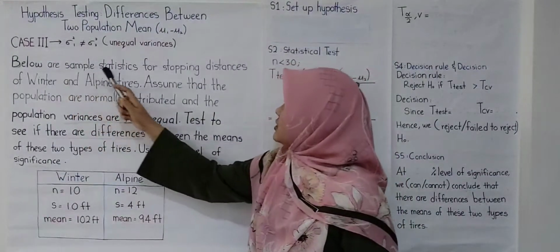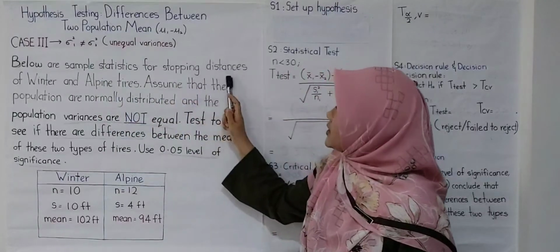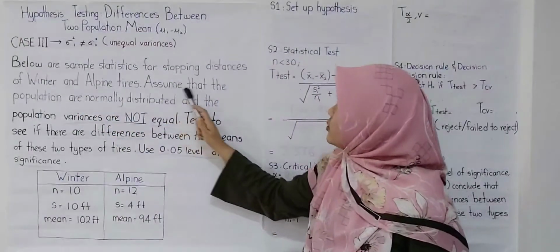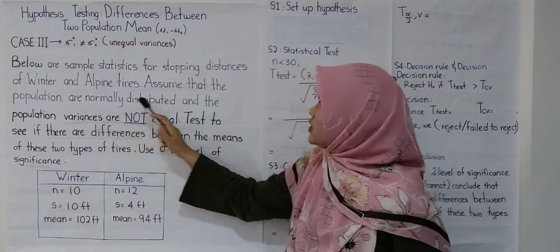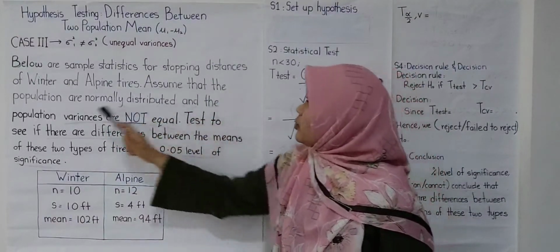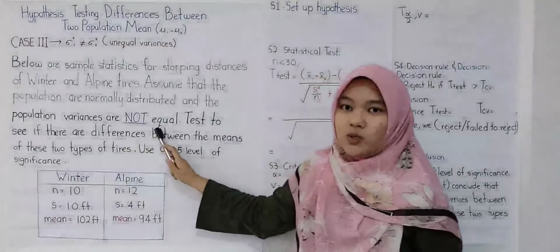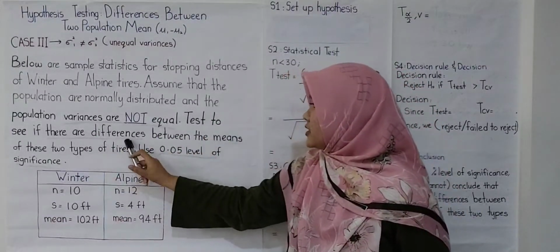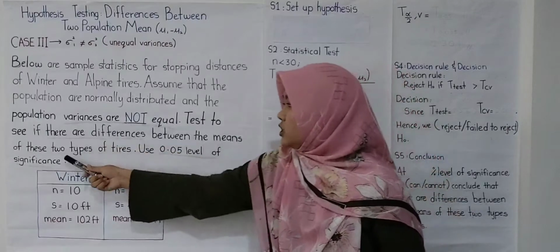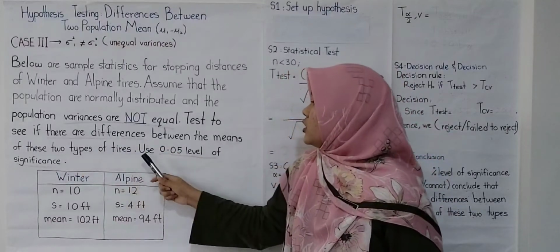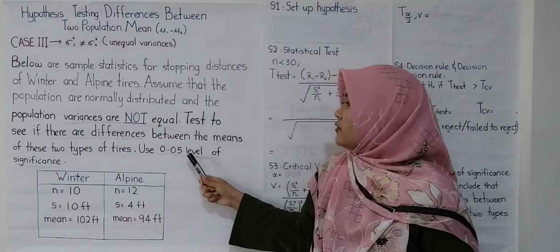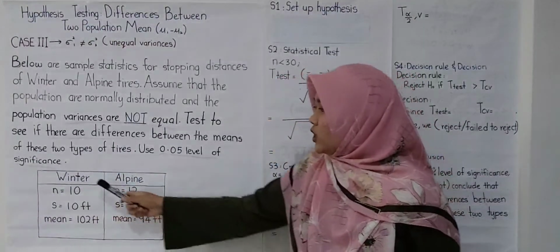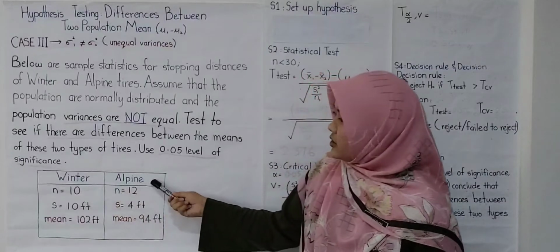Below are the sample statistics for stopping distance of winter and alpine tires. Assume that the populations are normally distributed and the population variances are not equal. Test to see if there are differences between the means of these two types of tires. Use 0.05 level of significance.